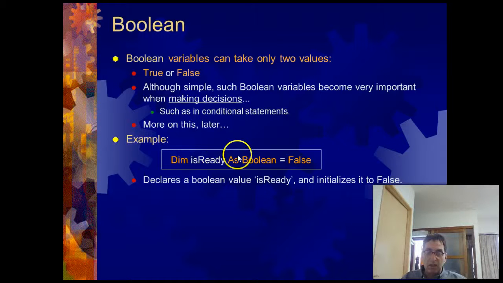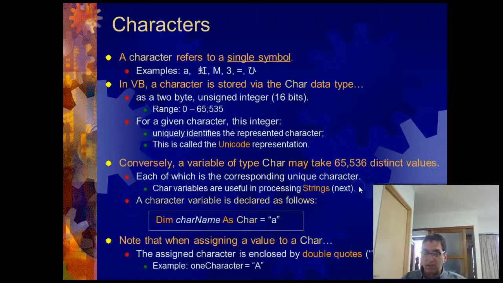Here's an example of declaring a Boolean. You just say Dim, and then here's the variable name called isReady. As we say, it's as Boolean type, and here we're initializing that to false. So isReady is being set to false. So this declares a Boolean value isReady and initializes it to false.